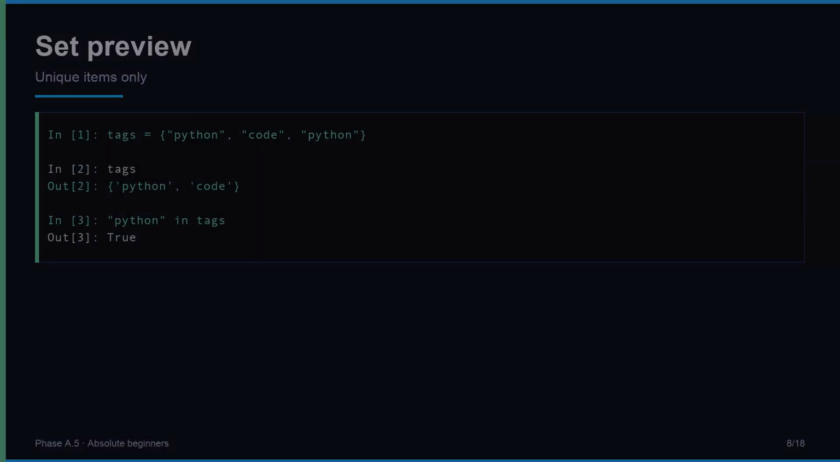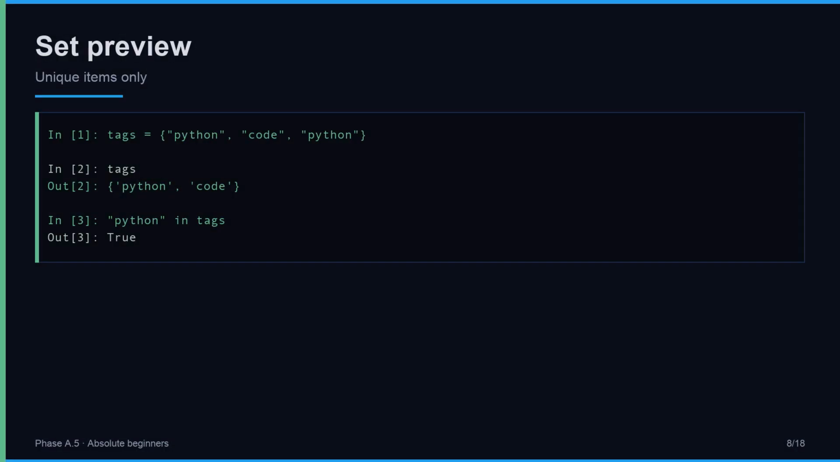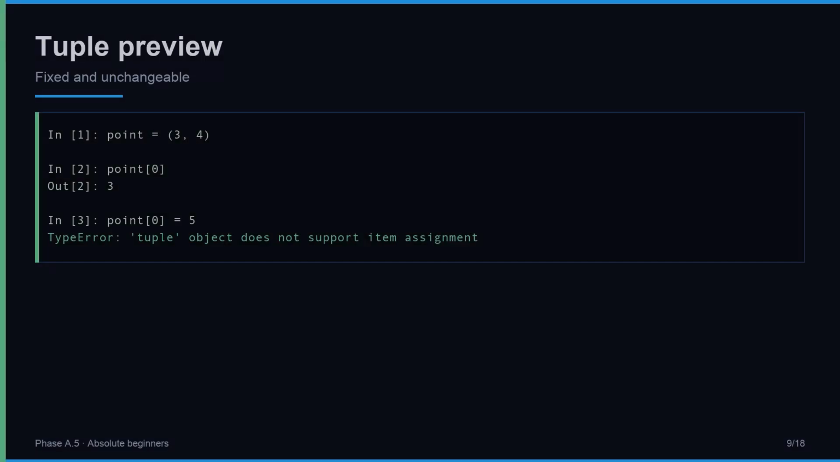Here is a set. Tags equals Python, code, Python, but notice, the duplicate Python is removed automatically. Sets hold unique items only. You ask, is Python in tags? The answer is true. Sets are optimized for membership testing, checking whether something belongs. When you need uniqueness, reach for a set.